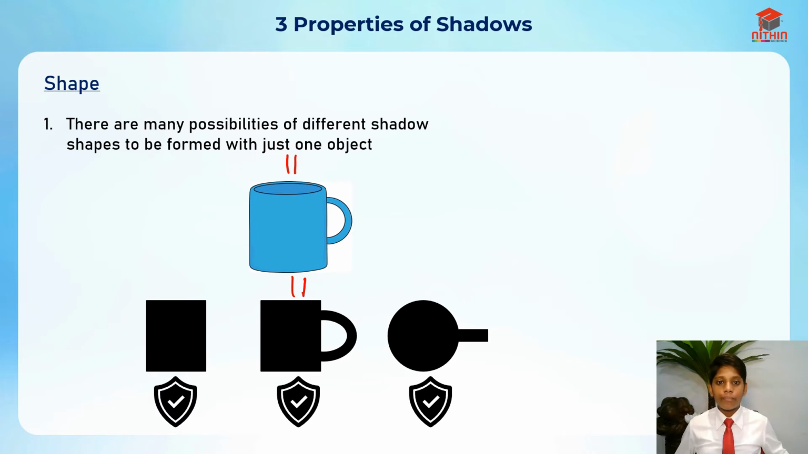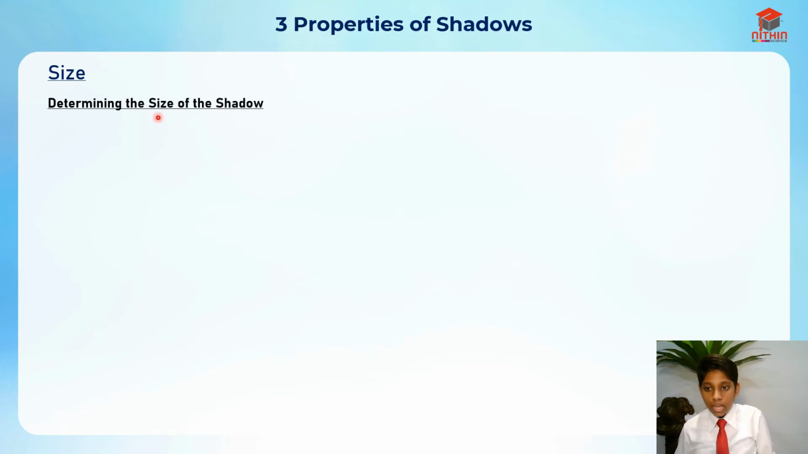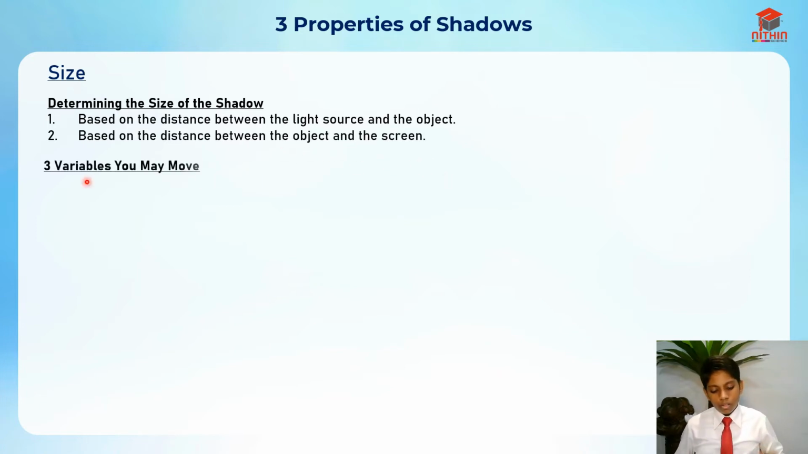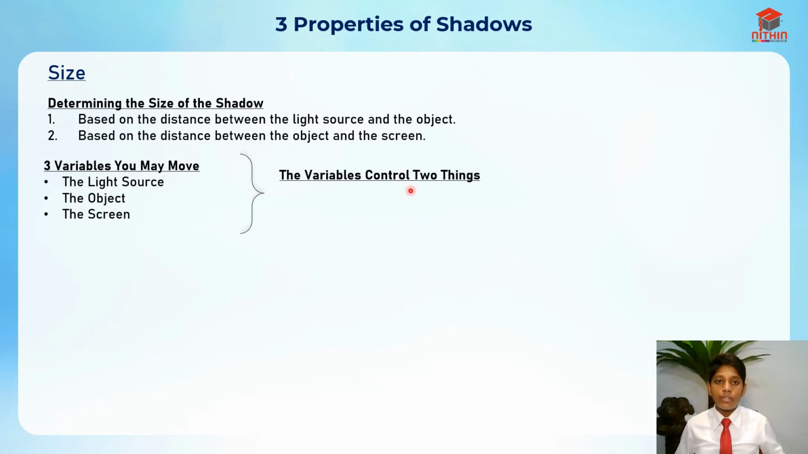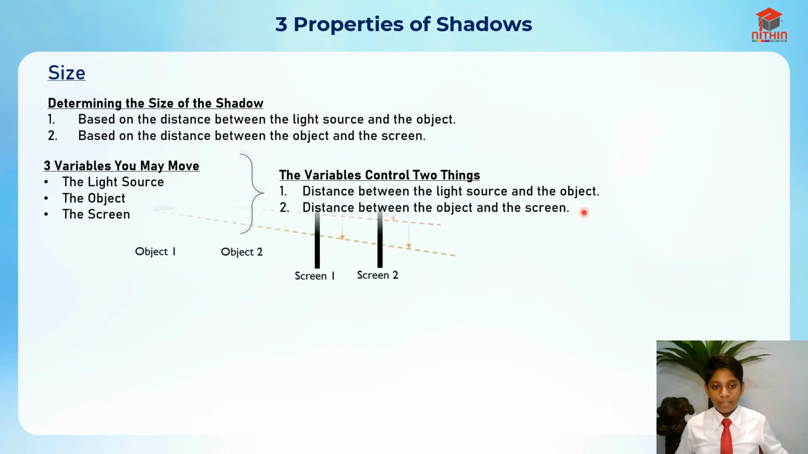to size. For size, we have determining the size of the shadow. So how do we do this? One is based on the distance between the light source and the object, and two is based on the distance between the object and the screen. There are three variables that you can move: the light source, the object, and the screen. The variables control two things, which are the distance between the light source and the object, and the distance between the object and the screen.